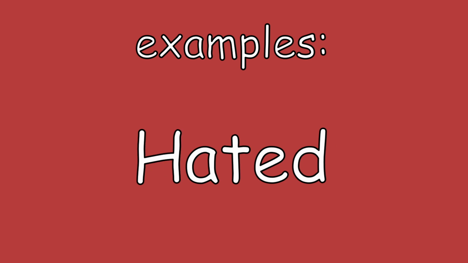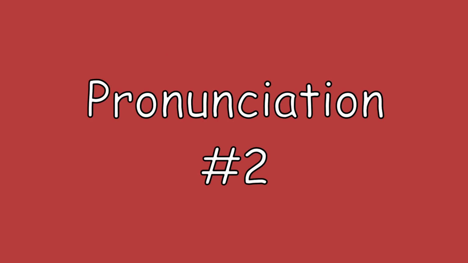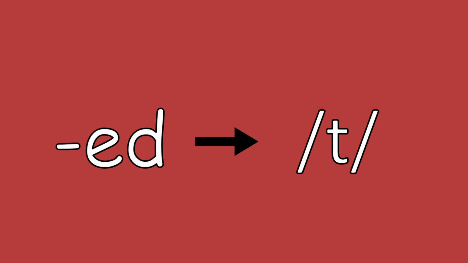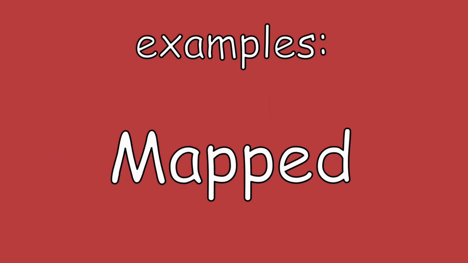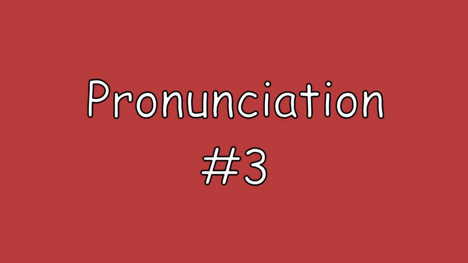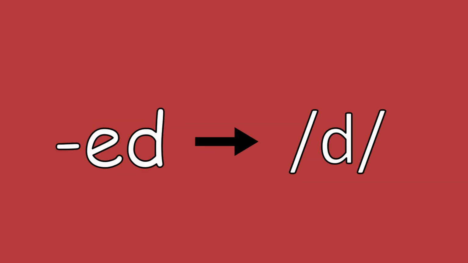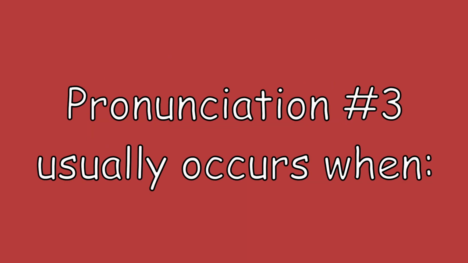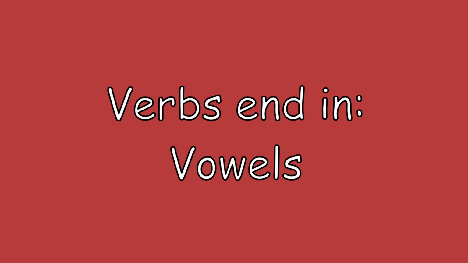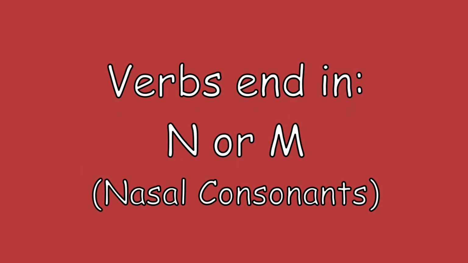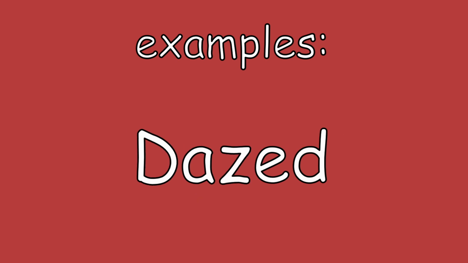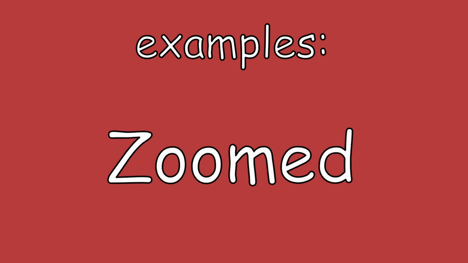Rated, hated, slated are some examples. The second way to pronounce ed is like a t. This happens when a verb ends in a voiceless consonant such as in laughed, mapped, or passed. The final way is just pronouncing ed like a d. You see this in verbs that end in voiced consonants, vowels, liquid consonants like L or R, or nasal consonants N or M. Examples include bagged, dazed, played, died, mailed, roared, tanned, or zoomed.